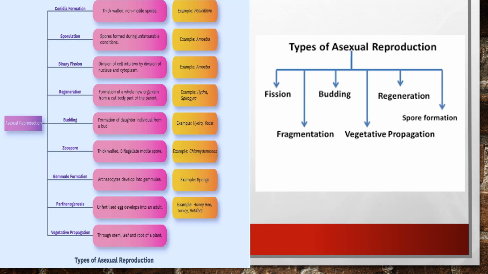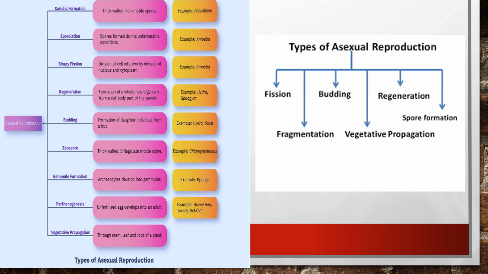Next, you can also add one or two examples of asexual and sexual reproduction. Asexual reproduction is seen in bacteria, amoeba, Hydra, Spirogyra. They show asexual reproduction, and sexual reproduction is seen in flowering plants, angiosperms, human beings. So you can add one or two examples of those reproduction methods.